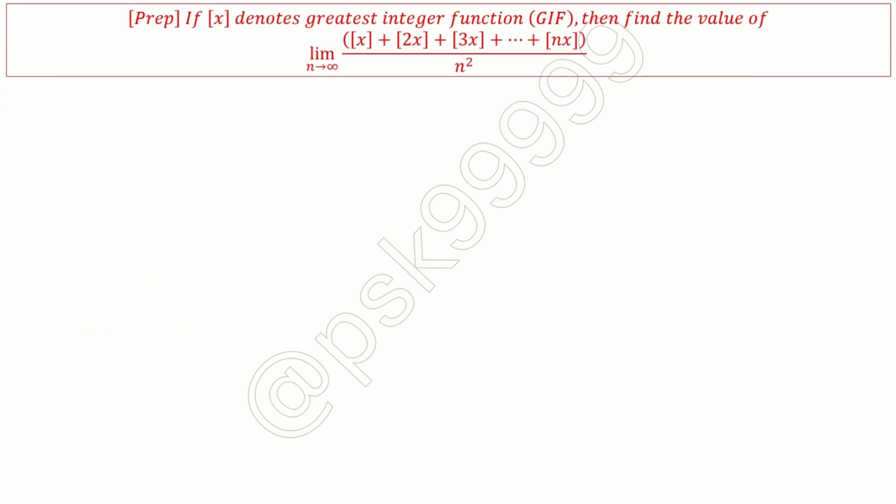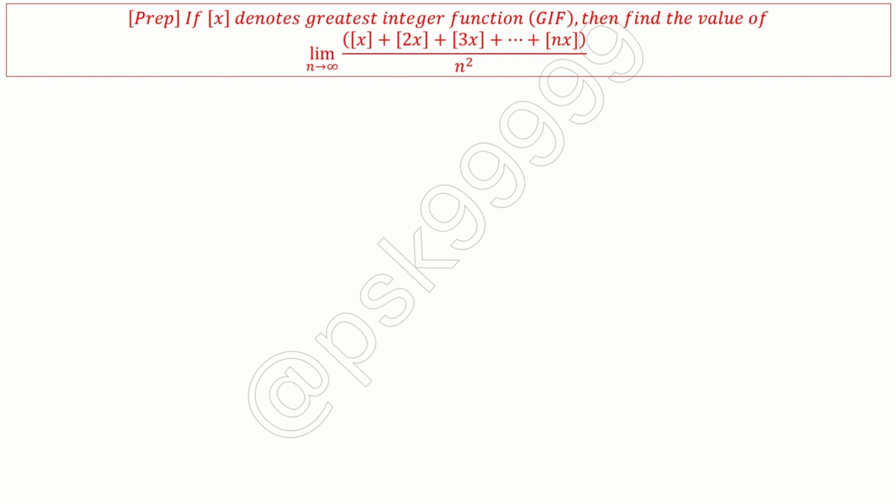if g of x denotes the greatest integer function, then find the value of limit n tends to infinity of g of x plus g of 2x plus g of 3x up to g of nx divided by n square. So let's do this one. First thing is, whenever you find a GIF, you need to find a replacement. How I can replace these terms is most important.